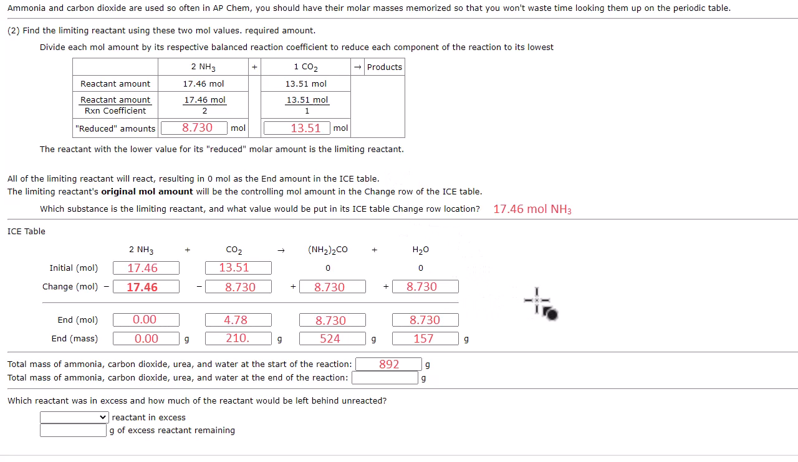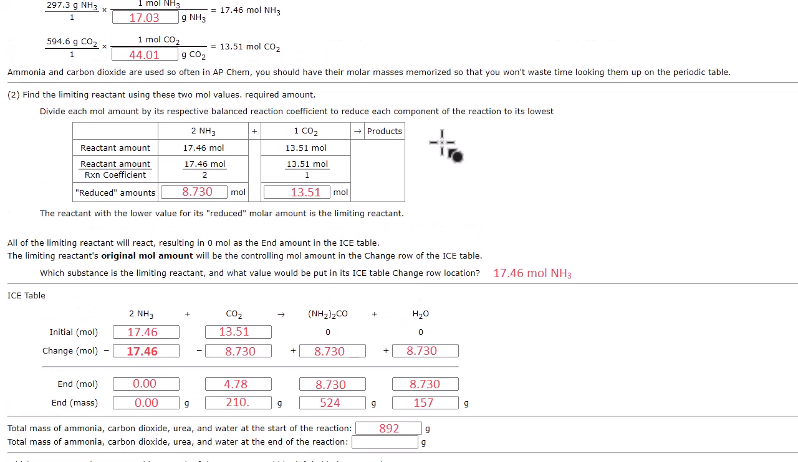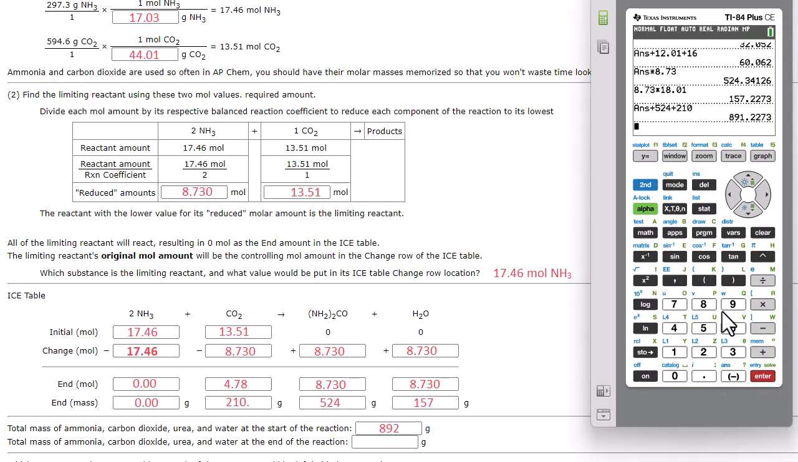If you really want to check to see if you did this right, find out what you started with. Now, we have the moles here, but remember they gave us the original 2 amounts. And I'll take those on my calculator, and I'll take that 594.6, the CO2 that I started with, and the 297.3. Let's see if I did this right. If I get 892 grams, I know things worked out. Oh, let's keep our fingers crossed. Enter. There we go.